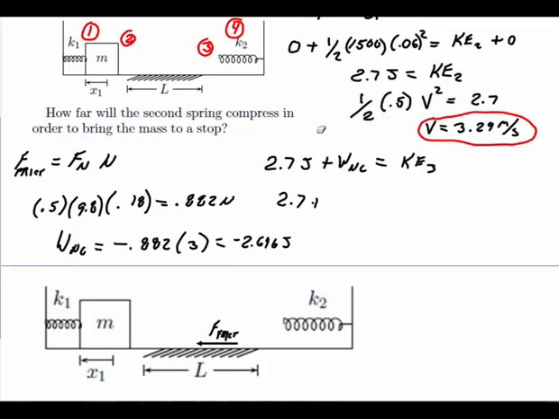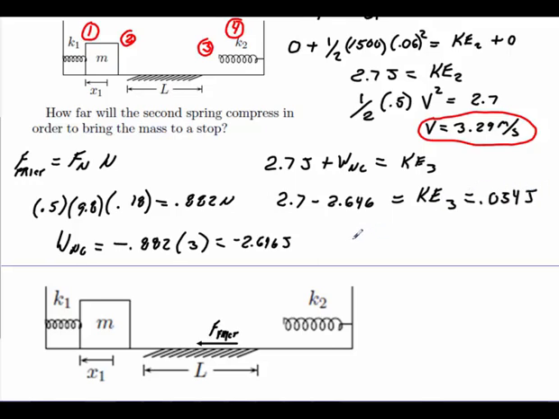So we'll come back here, 2.7, and I'll add the negative, minus the work done by the non-conservative, is equal to the kinetic energy I have at 3. So 2.7 minus 2.646 only leaves me 0.054 joules of work, not work, energy.